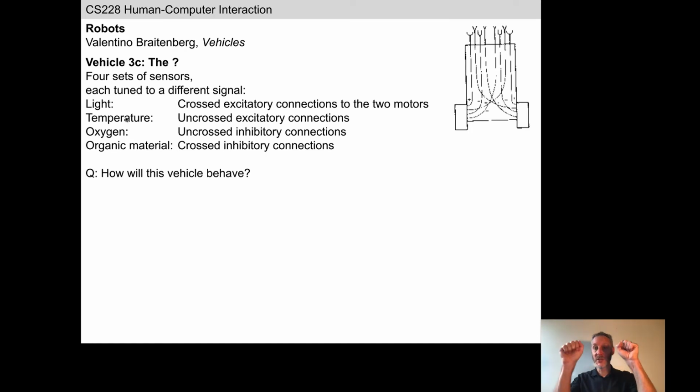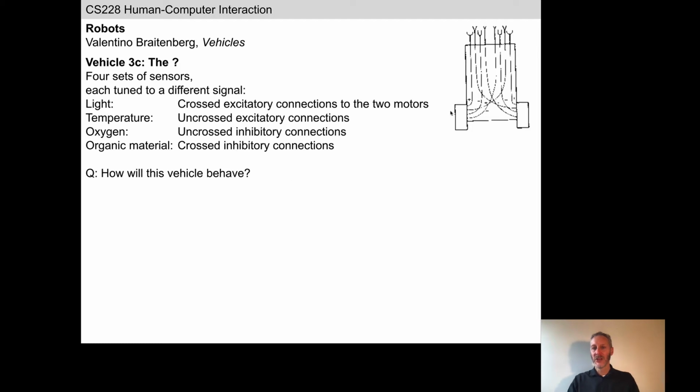Assume that we have a pair of temperature sensors like we saw in vehicle 1. Let's assume in this case we have uncrossed or ipsilateral excitatory connections. So same side connections with little positive signs, excitatory connections. Assume that it has oxygen sensors. This is kind of interesting. More oxygen means more of a signal going into the wire. Uncrossed inhibitory connections and organic material. Let's assume that it can detect the amount of organic material nearby. So if there's rotting fruit that is giving off a whole bunch of complex chemical signals, remember that Breitenberg originally studied the brains of fruit flies. If it detects organic material is nearby on the left, we have crossed inhibitory connections.